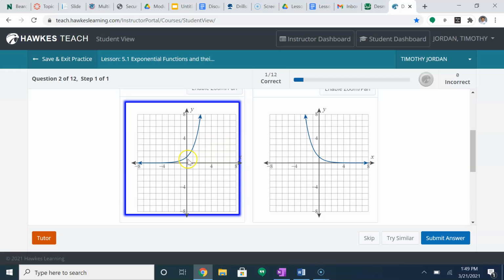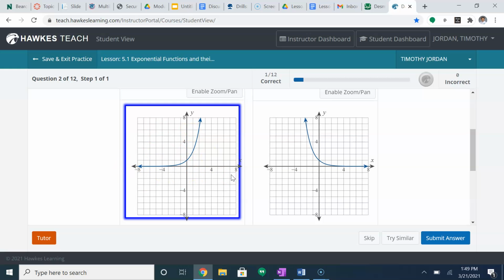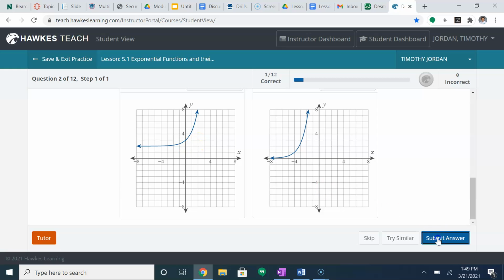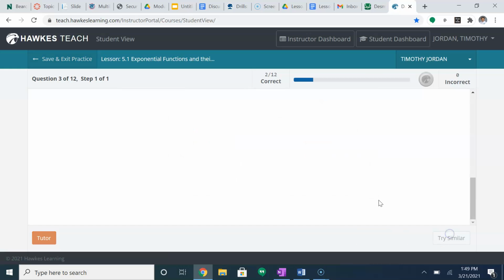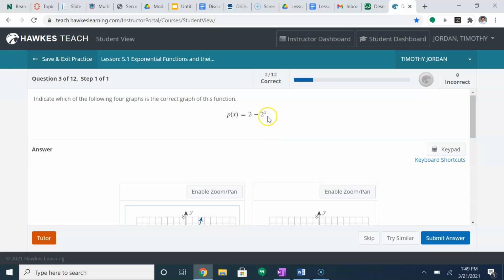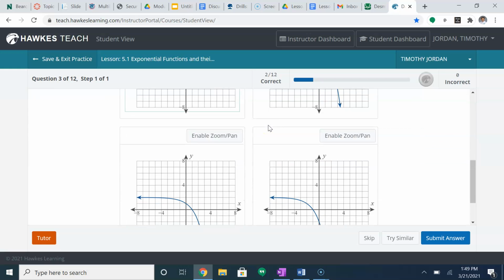So this one has a y-intercept of 1. It went from a decay problem to a growth problem. Whenever you reflect it over the y-axis, that's what happens. And we'll see if we're right. And we are. This one, 2 minus 2 to the x power, that's a reflection over the x-axis.